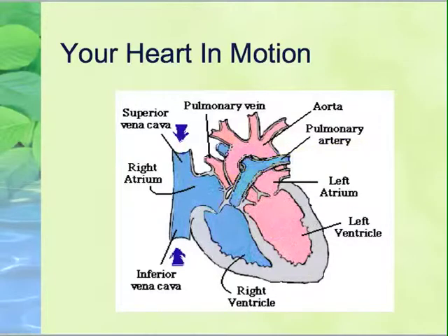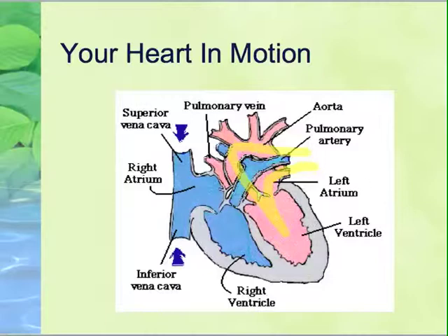Then, on our way back in from the lungs, we've now picked up oxygen in the blood, and it's ready to go around the body. So we come back through the pulmonary vein into the left atrium, to the left ventricle, and then out through the aorta to the rest of the body.